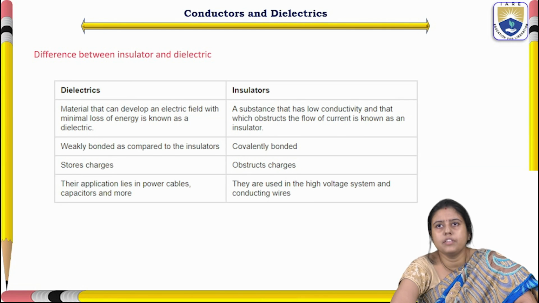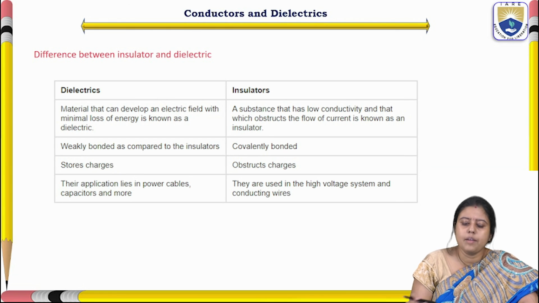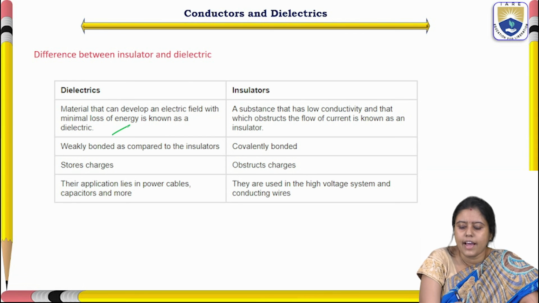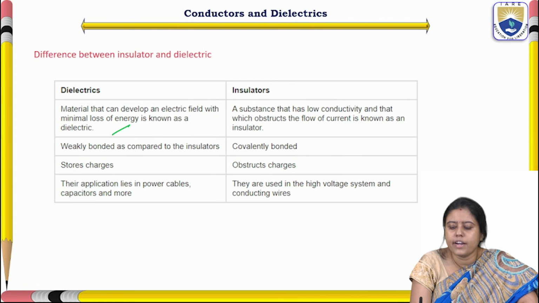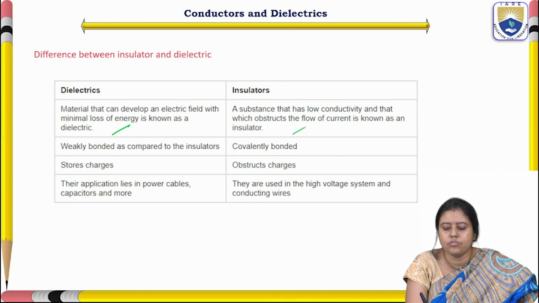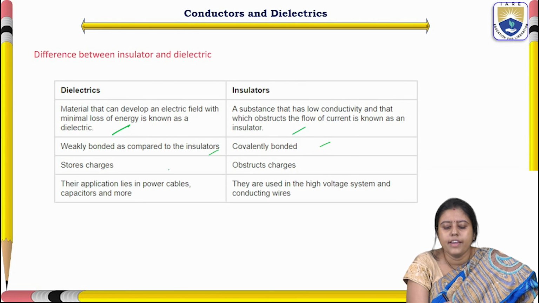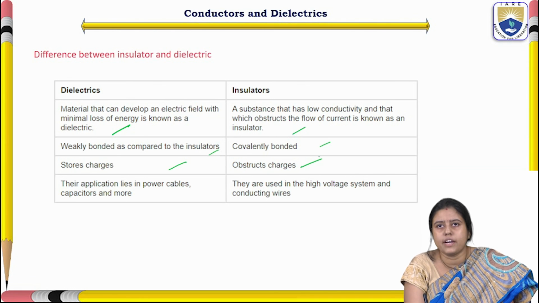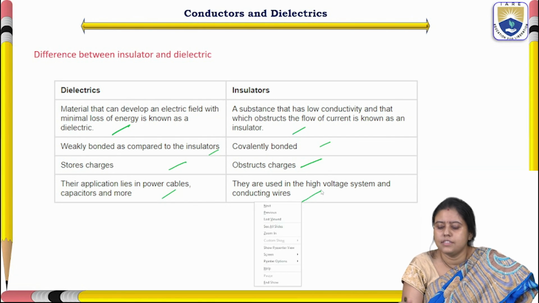What is the difference between the dielectric and insulator? The materials that can develop an electric field with minimal loss are known as dielectrics. Materials with low conductivity that obstruct the flow of current are known as insulators. Weakly bonded, this is covalently bonded. It can store charge, it can obstruct the charge. Their application is in power cables and capacitors, for high voltage systems.